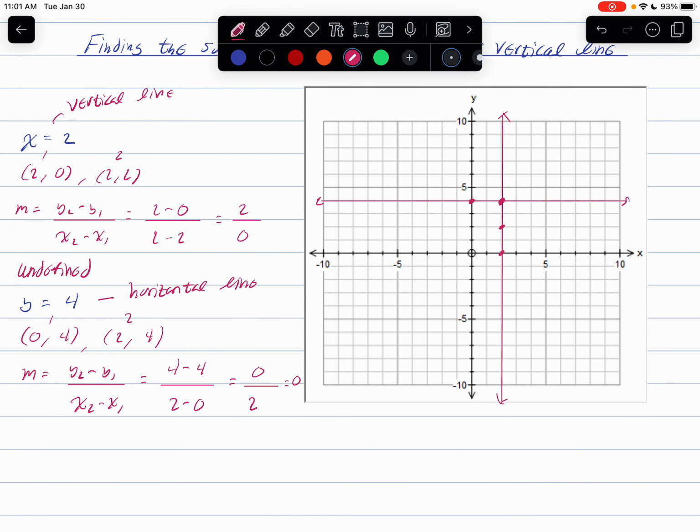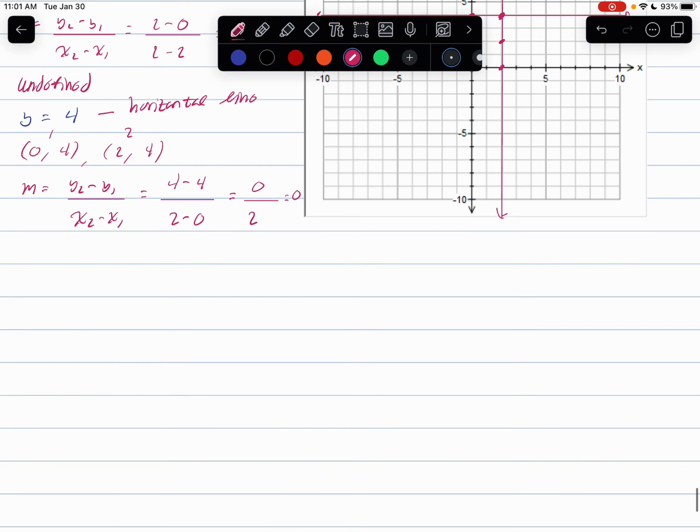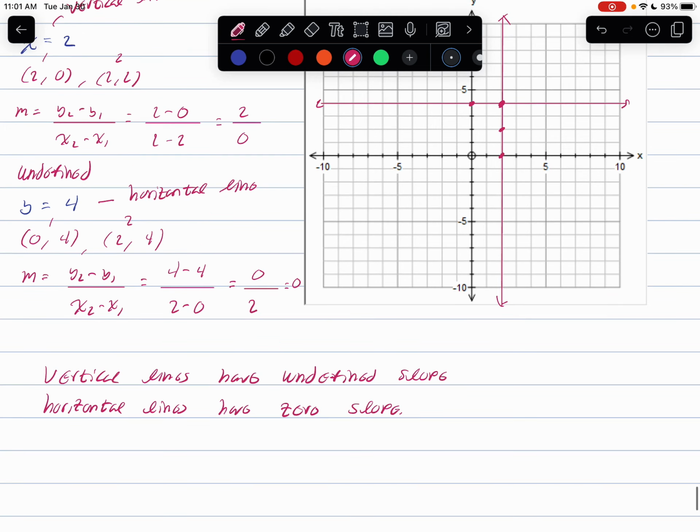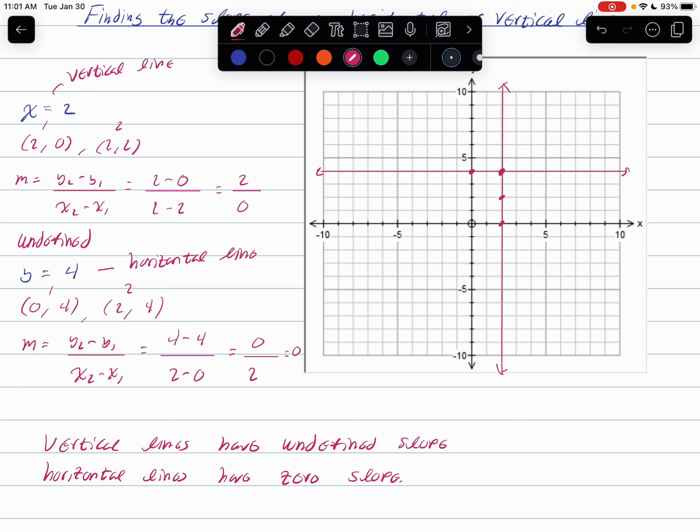If you get on a test or on a homework problem, if you get x equals 2, you know it's a vertical line. So we can say all vertical lines have undefined slope. Okay, and all horizontal lines have 0 slope. Okay, so this is true for all vertical and horizontal lines.